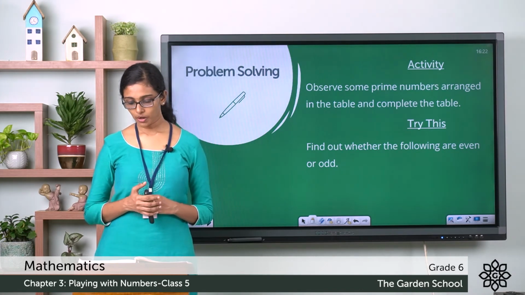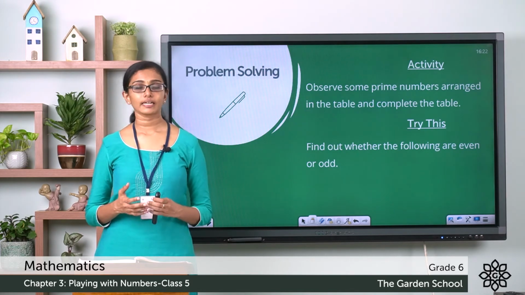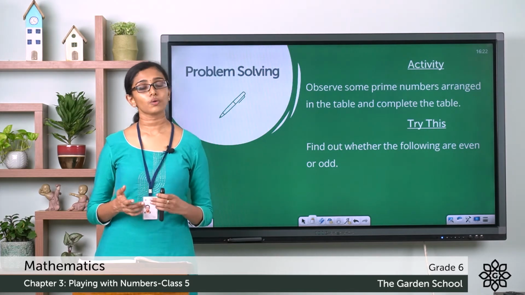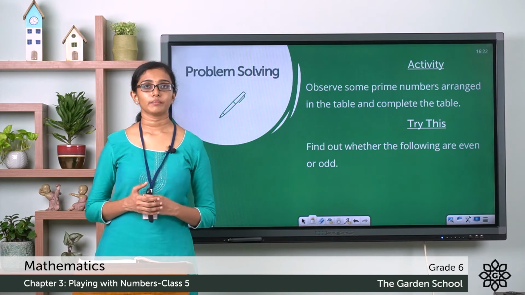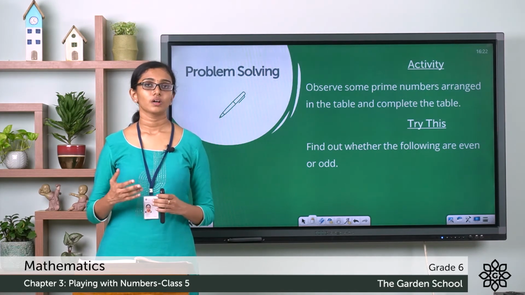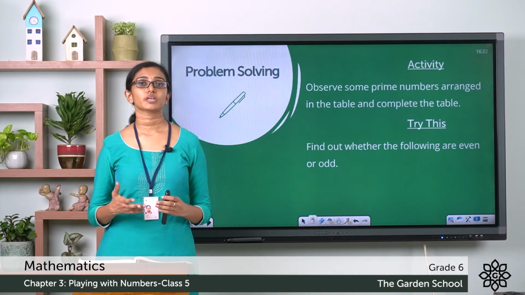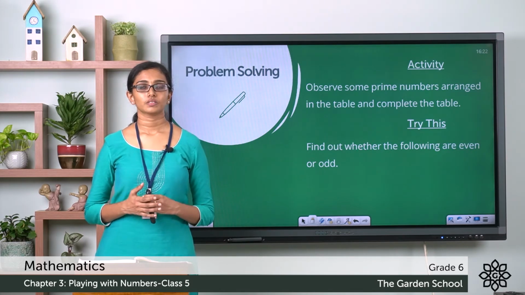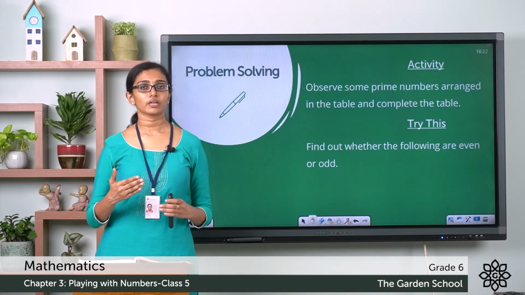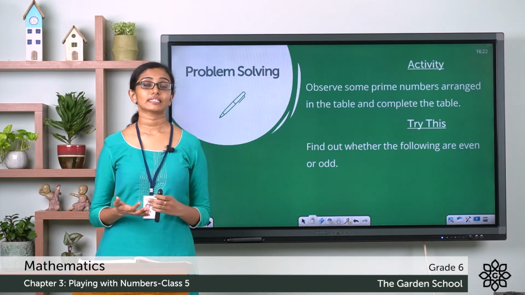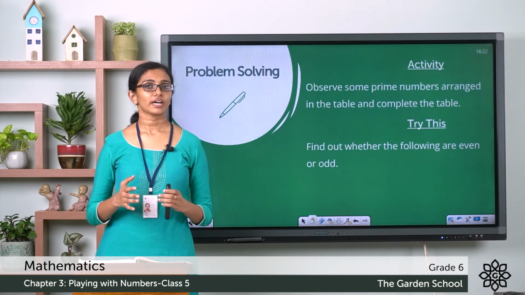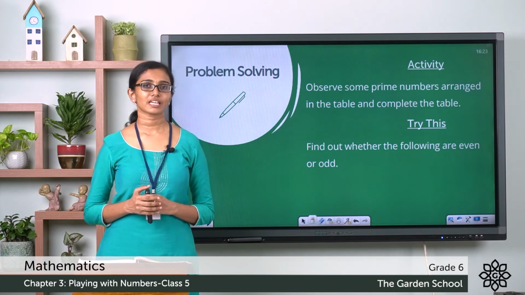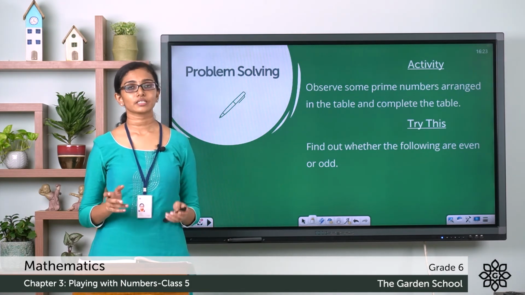The next one, the product of an even number and an odd number. Would that be even or odd? Take any even number. Let it be 4. 4 multiplied by 5, which is an odd number. What is the result? 20. So, when you multiply an even number by an odd number, the result you are getting is even. So, I hope you got the answers to these questions correct. Now, let us move on to the next topic.